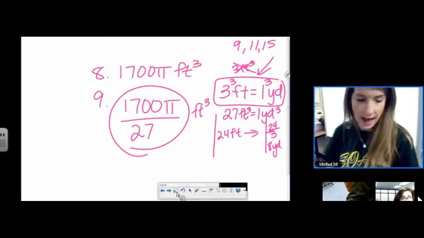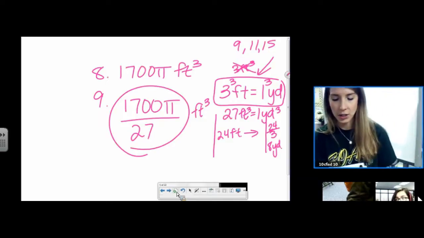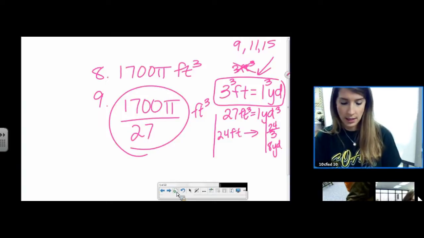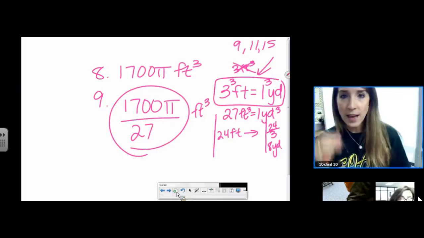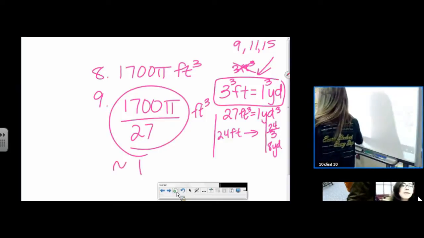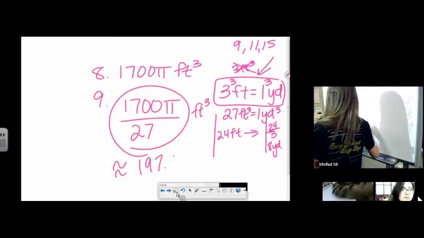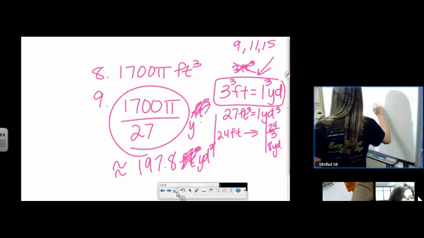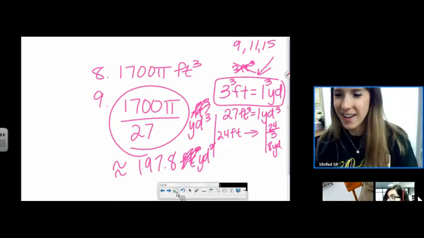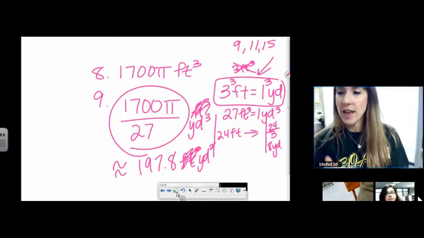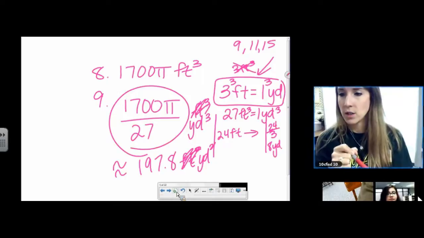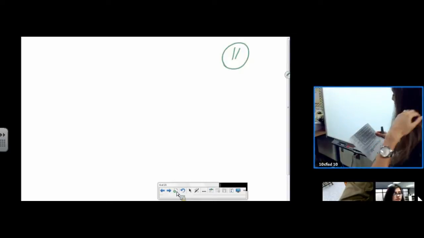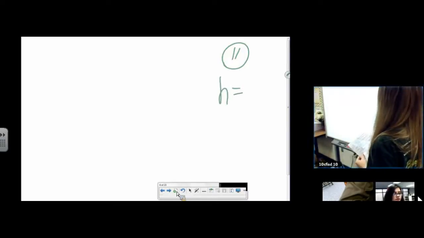But if you wanted to write it as a decimal, you could press pi and you could actually divide it. 1,700 pi divided by 27, divided by 3 cubed. So this is approximately, not equal to, but approximately that many. Sorry, we converted it to yards. Cubic yards. Cool. So your answer could be 1,700 pi over 27, or it could be 197.8 cubic yards.